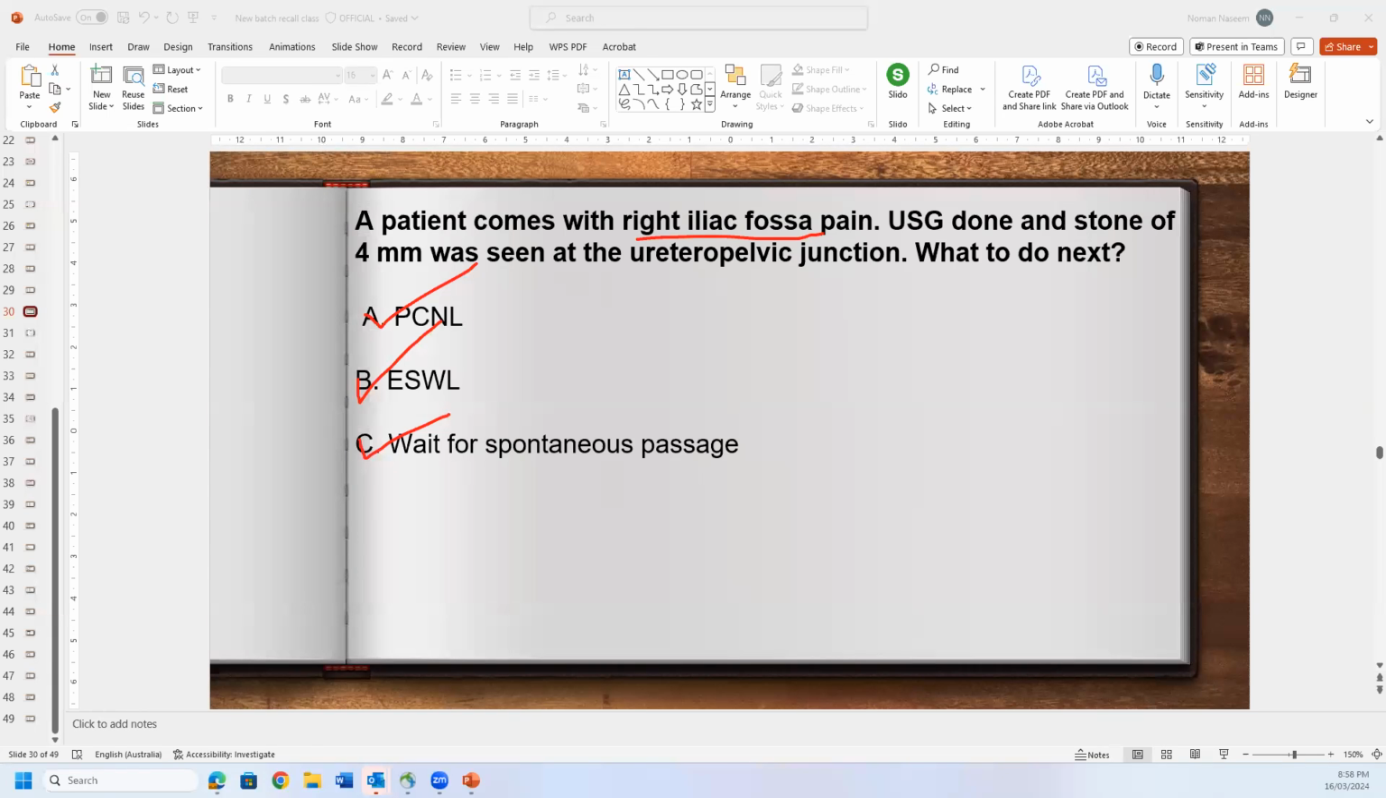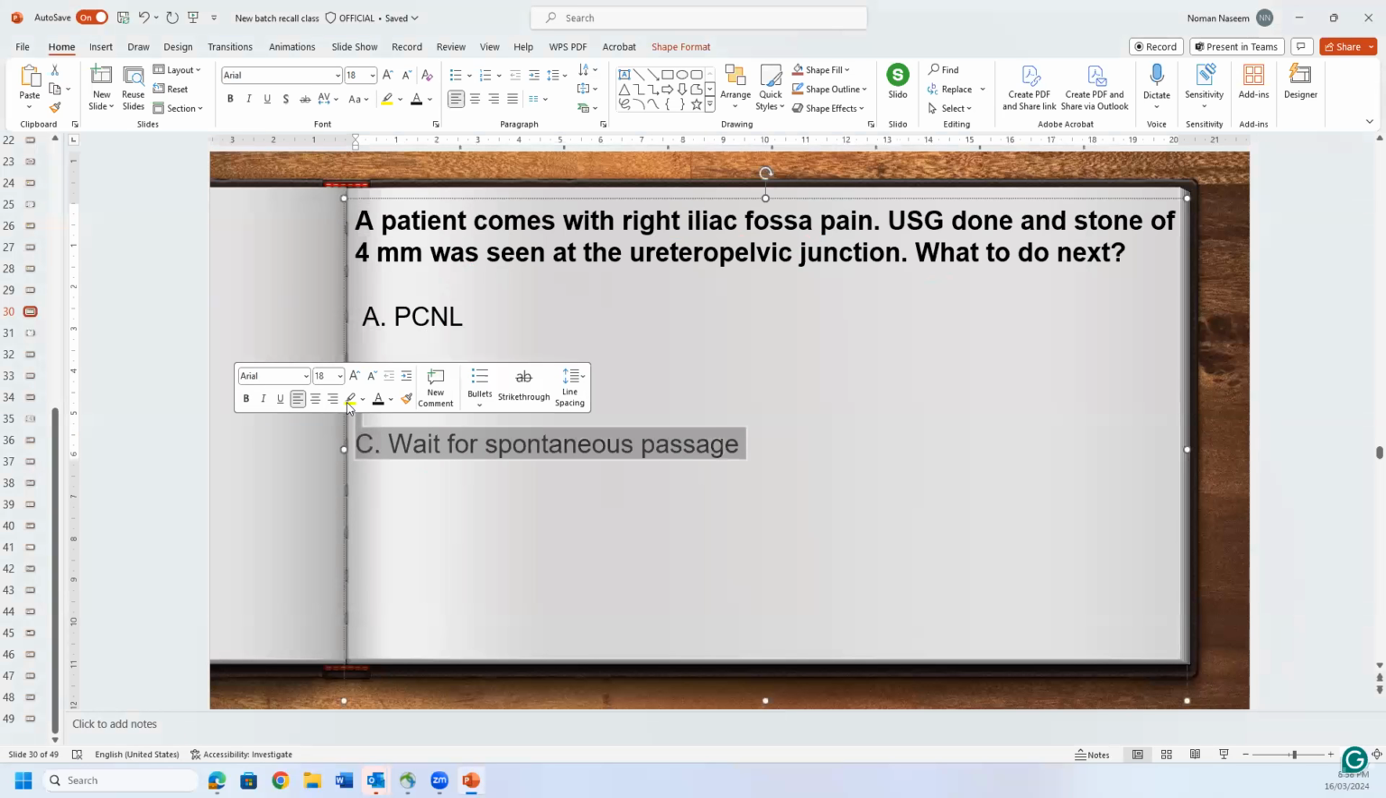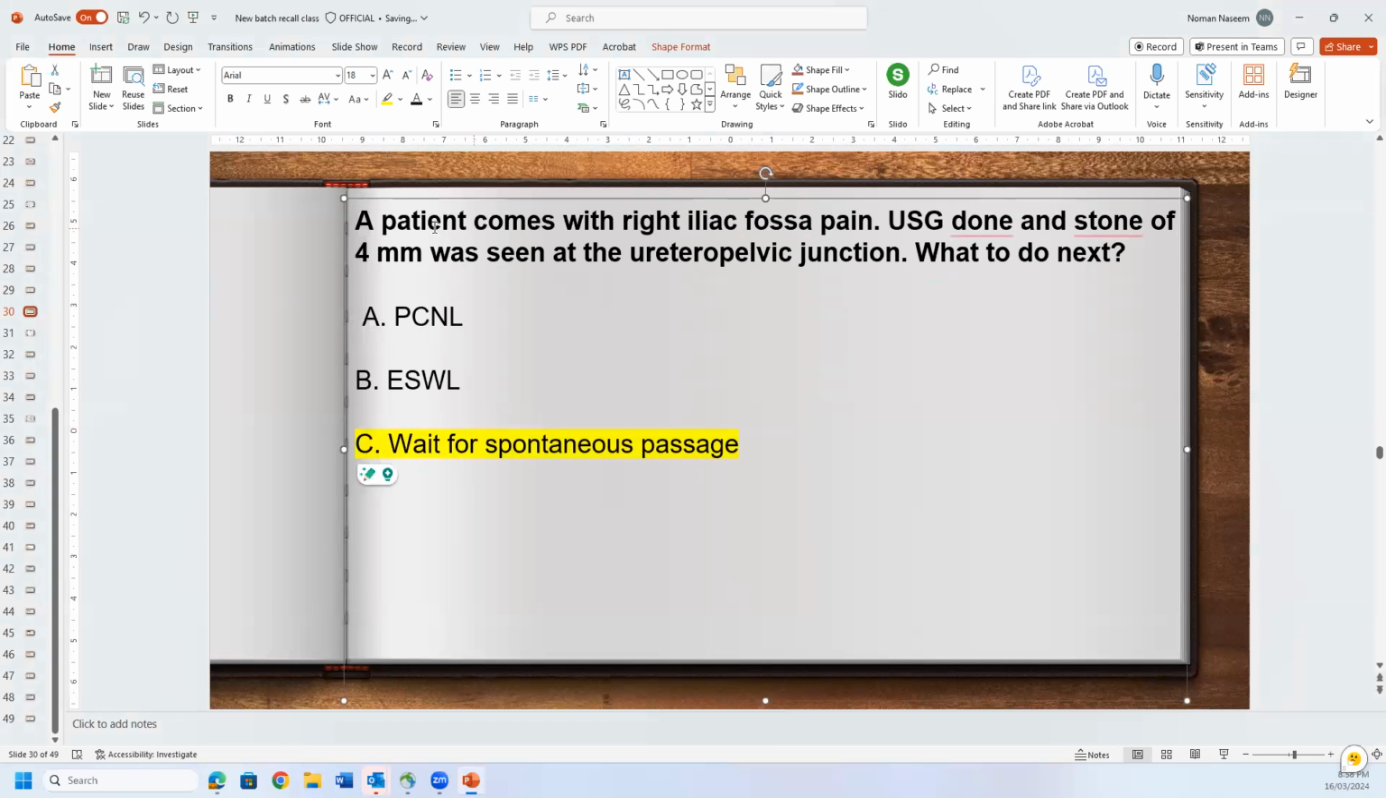Clear? Okay, so some of you are answering B, very few are answering A, and the majority is answering C. Always remember, guys, whatever the size of the stone, wherever the stone is, if it is less than 7 millimeter, it will spontaneously pass through the tract. So if it's 4 millimeter, it will pass. Unless it's in an area where there is a stricture or something else in its way, we always wait for these stones to pass. We don't do anything else. Look at this diagram.